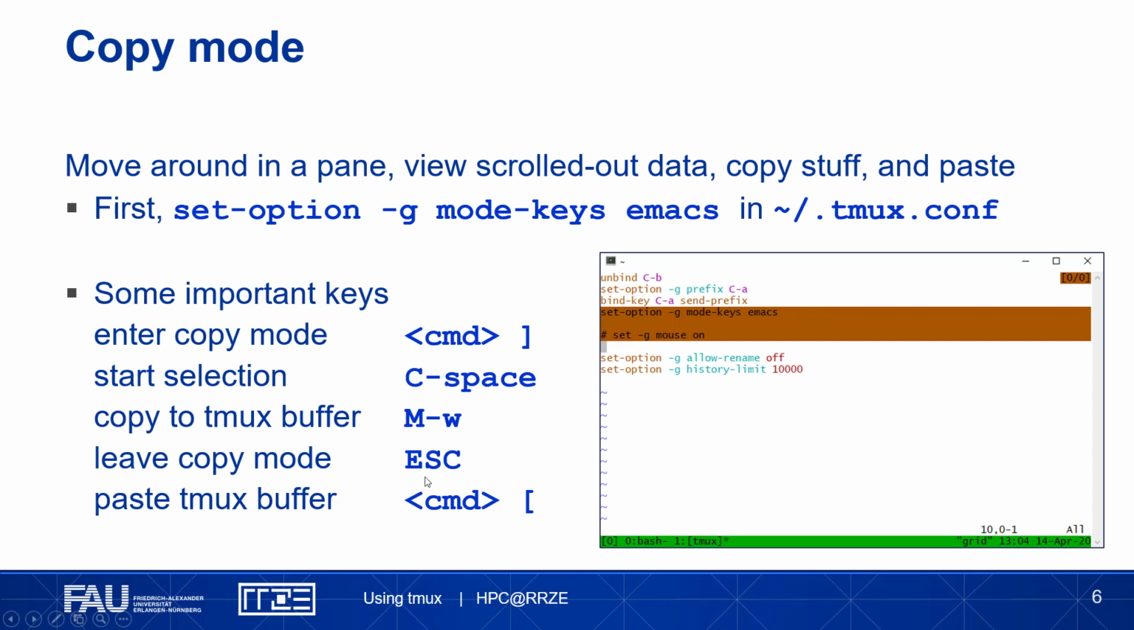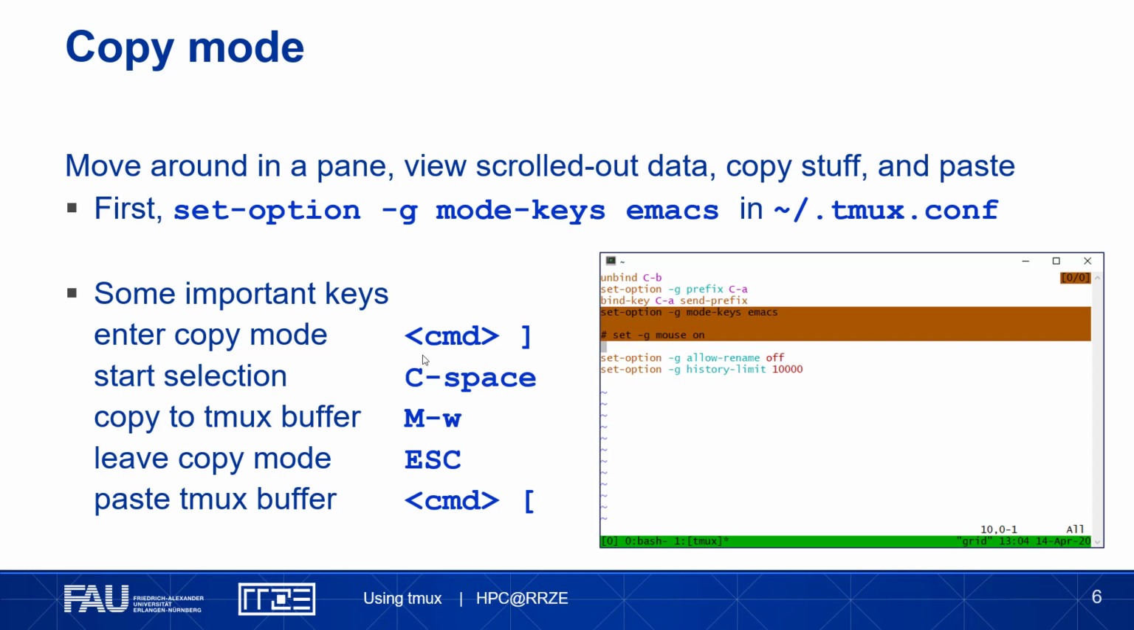So these are probably the most important keys and commands for dealing with copy mode. You enter copy mode by hitting Command closing bracket. Within copy mode, you can move around with the arrow keys. Within the pane, you can even scroll through the content of the pane up to a certain configurable history limit.